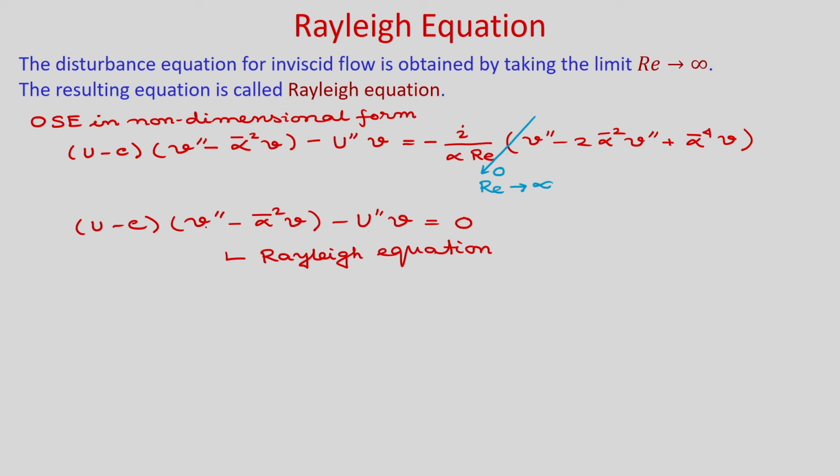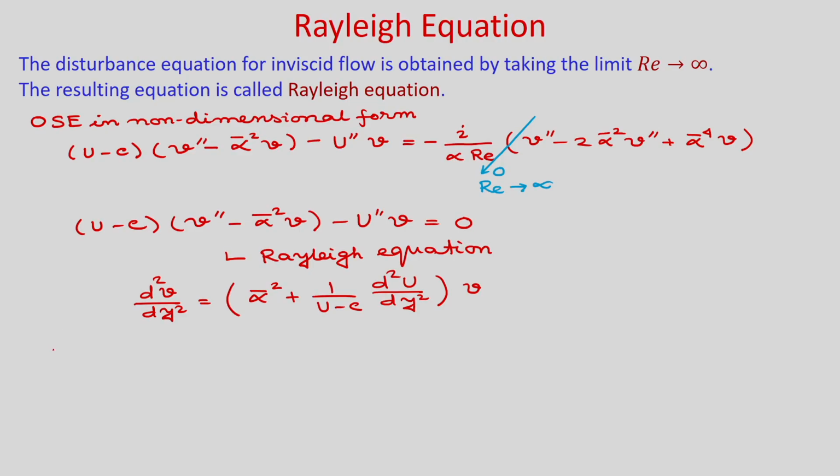Okay, so you can see that it is a somewhat simplified form and easier to solve than the Orr-Sommerfeld equation. Now you can write v double prime, the second derivative, d2v by dy square, is equal to alpha square plus 1 divided by u minus c, d2u by dy square, times v. So u double prime is d2u by dy square.